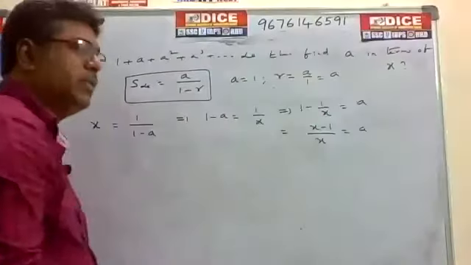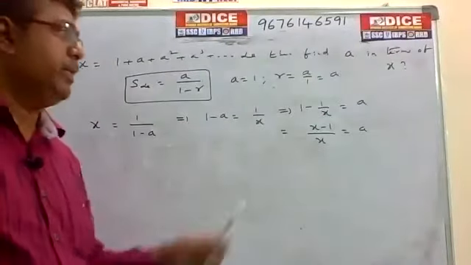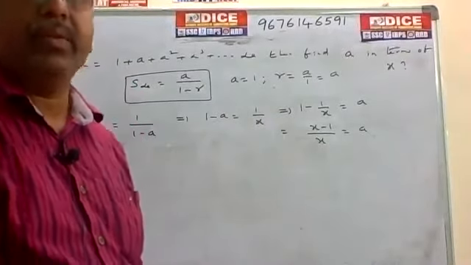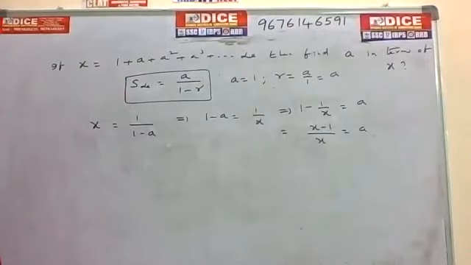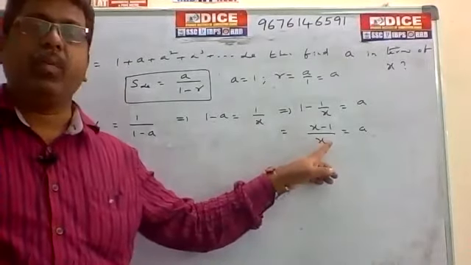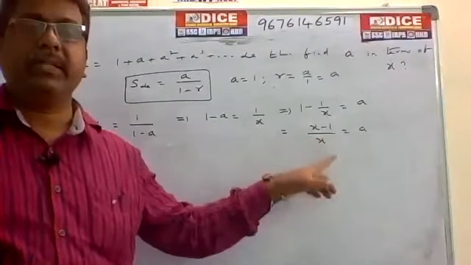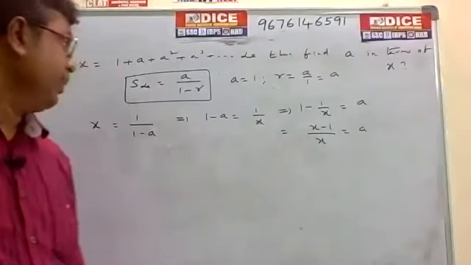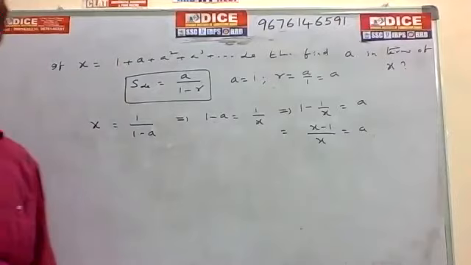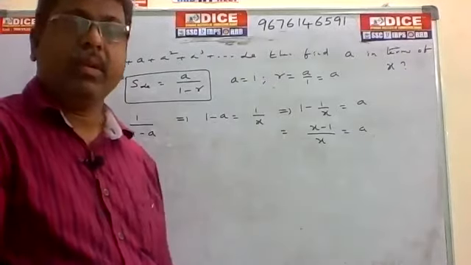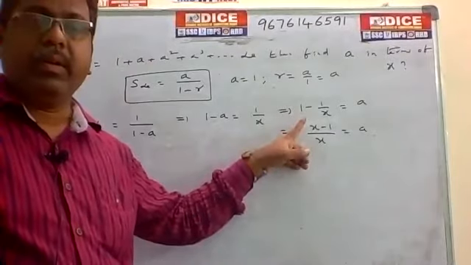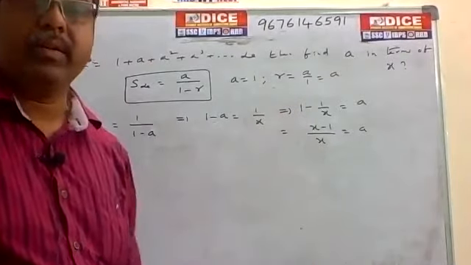So the value of a is x minus 1 by x. Yashwant, you got the reverse answer. 1 minus 1 by x, that is, x minus 1 by x, is the right answer. Very good.